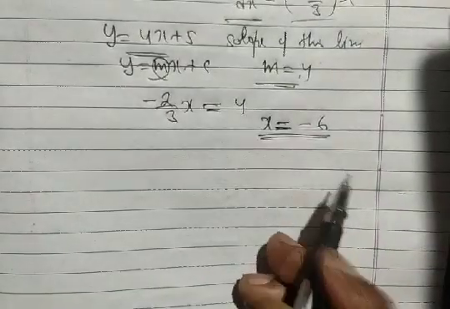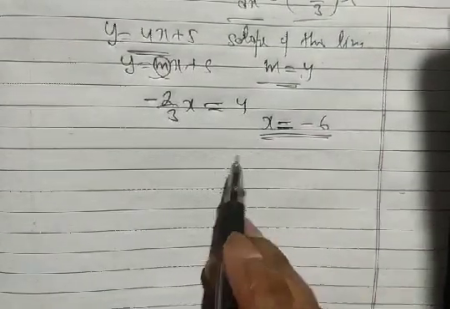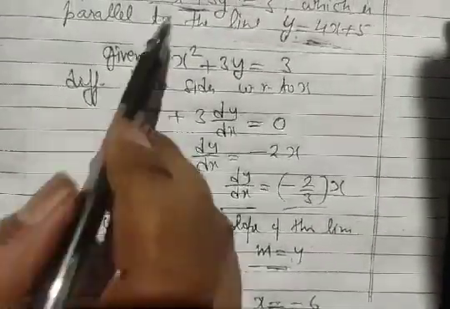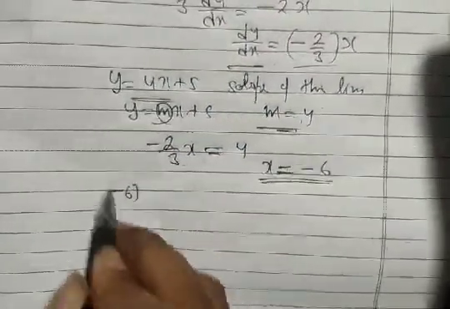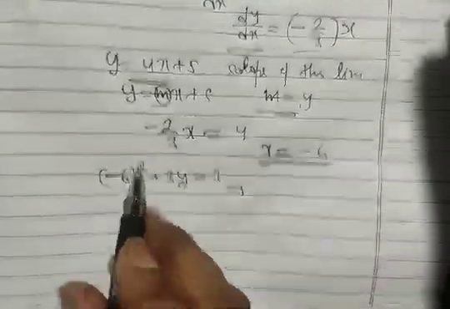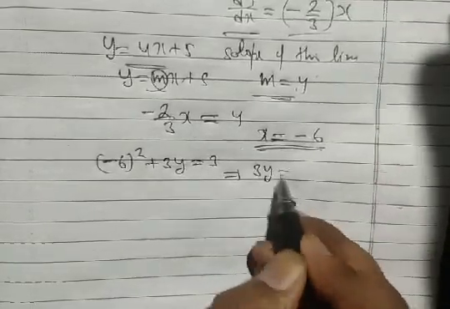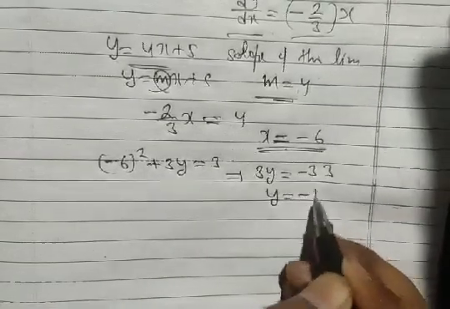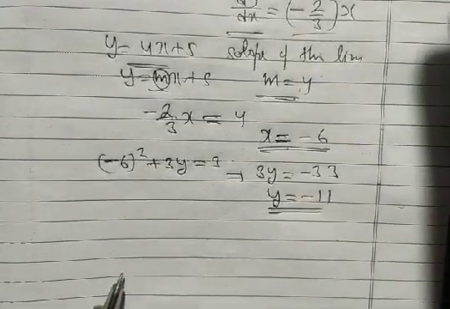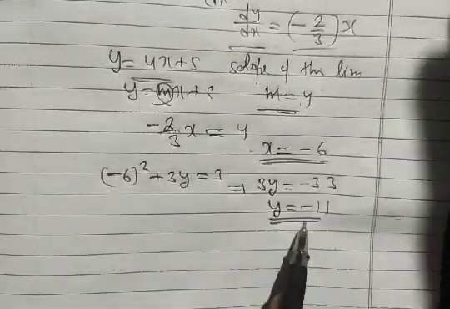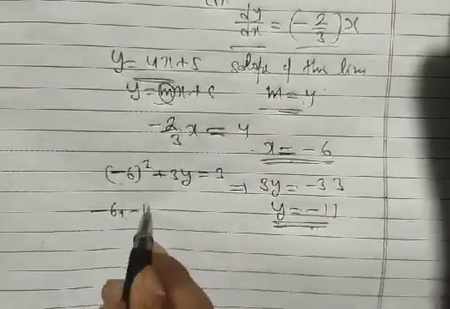Now since we need the point first, we have x equal to minus 6, and we need y. To get y, we put the value of x in the curve. Then we have minus 6 whole square plus 3y equal to 3. Solving it, 3y equals 3 minus 36, which is minus 33, and the value of y is minus 11. Now we get the point: x equal to minus 6, y equal to minus 11, so the point is minus 6, minus 11.